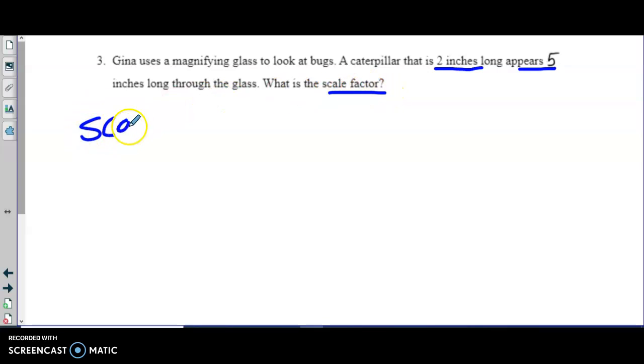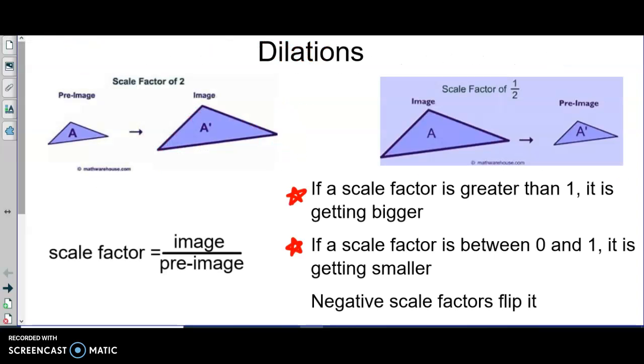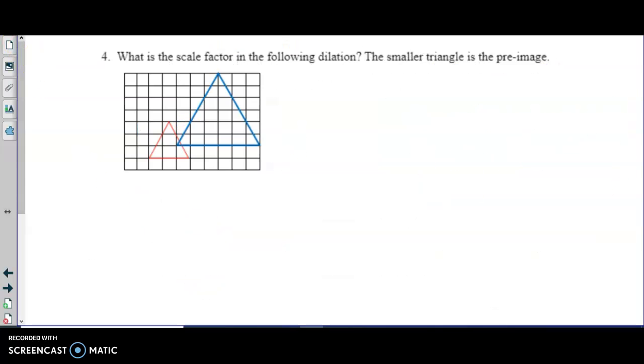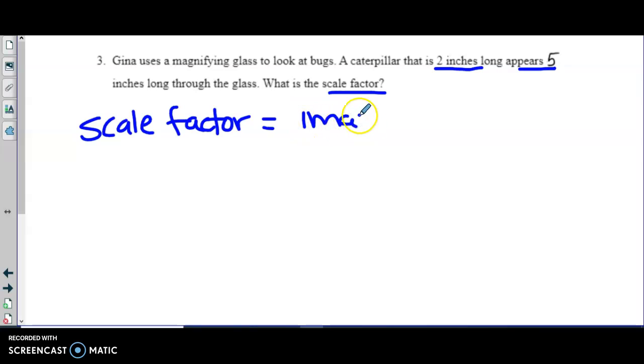Okay, so for scale factor, I had this on the very first page, but we can go back and look at it. It is going to be the image divided by the pre-image. So image, which means the final thing, divided by the pre-image, which was what you started with.